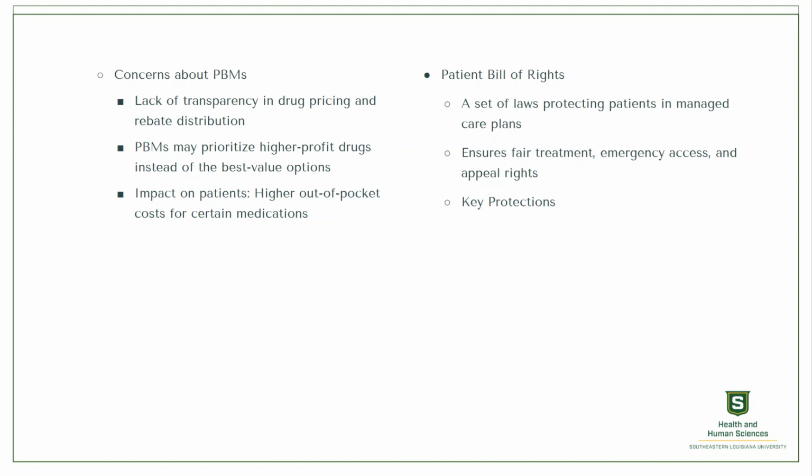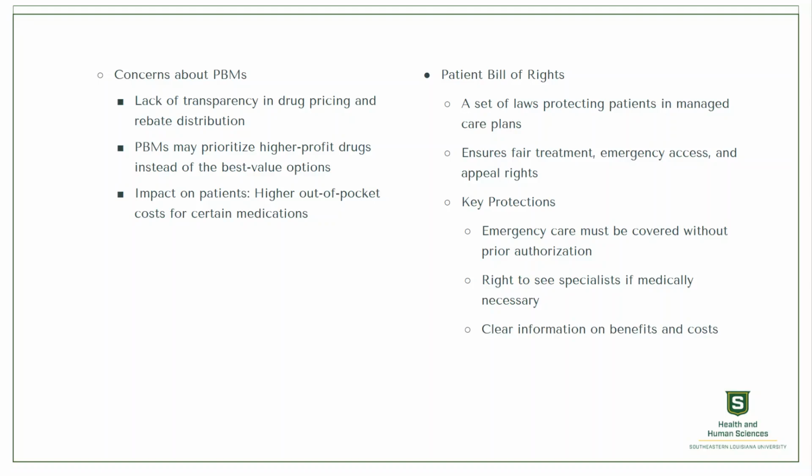So there are some key protections under the patient bill of rights. Part of it is that emergency care can be covered without prior authorization. So you don't have people waiting in emergency care, waiting for prior authorization before services can be provided to them. It also gives patients rights to see specialists if it is medically necessary. The mechanism in which that happens can be a bit complicated, but you have that right. How to exercise it can be a bit challenging, but it's a right that exists for patients.